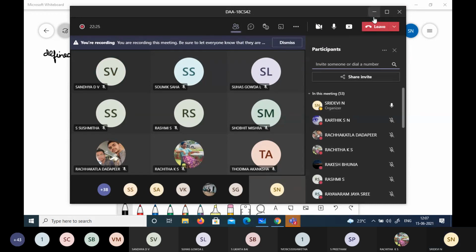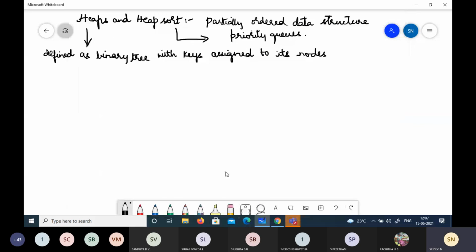Now, a heap is defined as a binary tree with keys assigned to its nodes, and some conditions should be met. It requires a tree shape with the following requirements. What is this tree shape? A binary tree shape, wherein this binary tree should be complete. What do you mean by a complete binary tree?